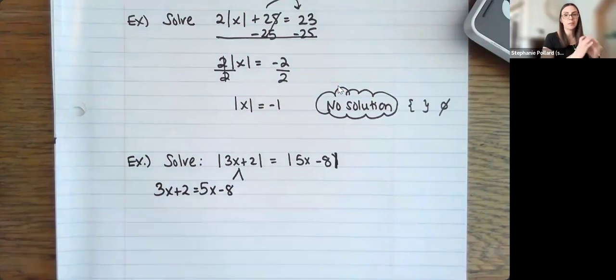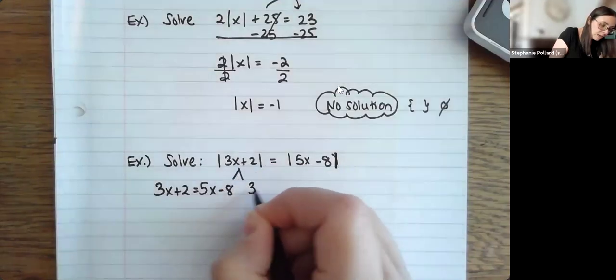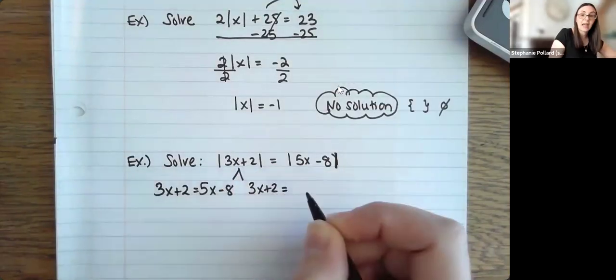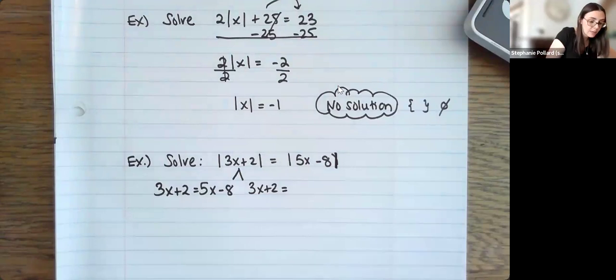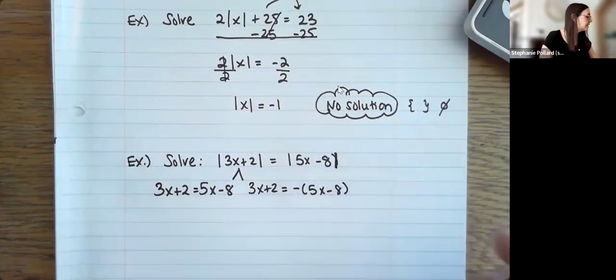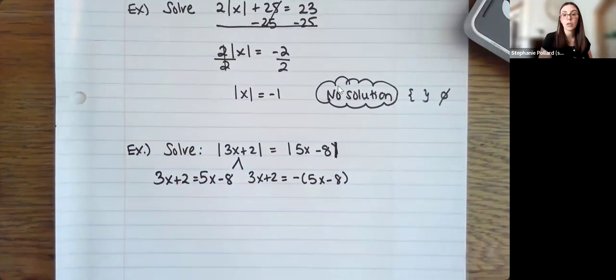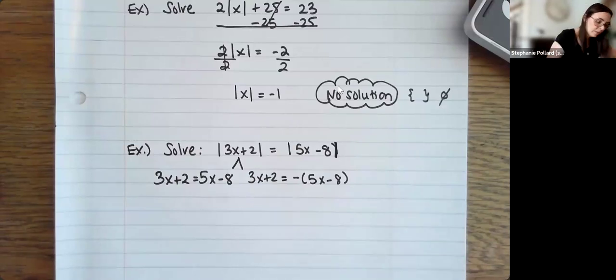5x minus 8. So just pretend like there's no absolute values there at all. And then the way that I do it is I rewrite the 3x plus 2 again. And normally we make the other side negative, right? So I'm going to do the same thing here. I'm going to make it negative, but I have to make the whole expression negative because it's not just a single value. So the left side stays fixed, just like it always has. And the right side, you do one regular and one negative version. And now you can go ahead and solve.